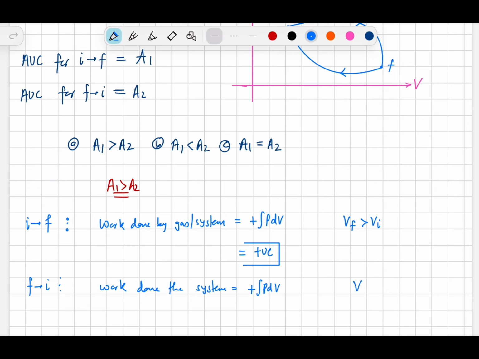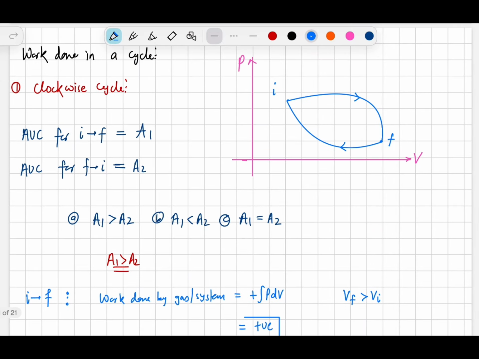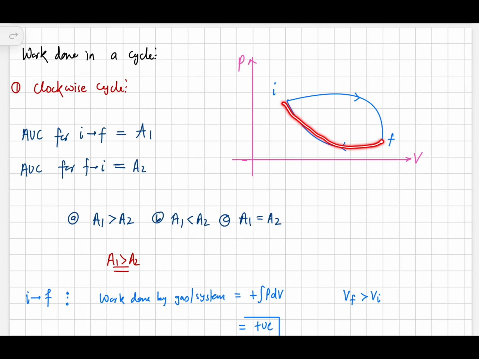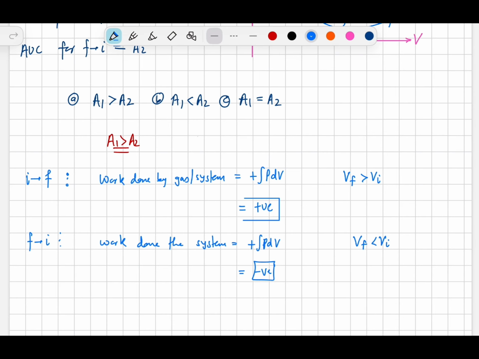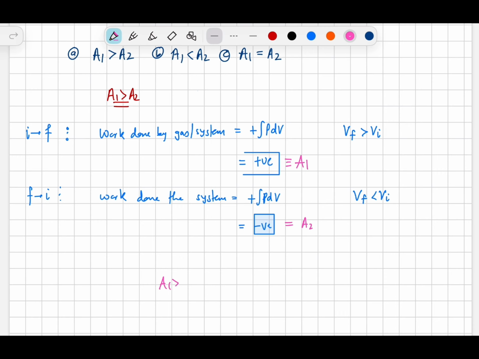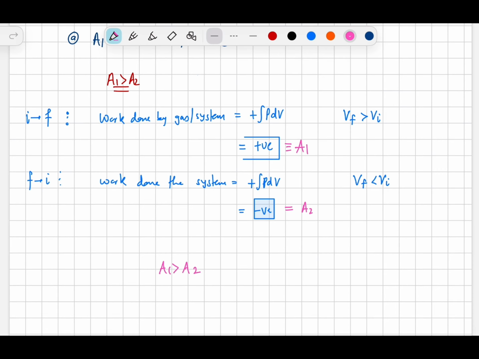But now if you see the V final and V initial relation is reversed, because for this process from here to here, finally the volume has decreased, right? Initially the volume was this, now finally the volume has decreased, so this is negative work. Okay, fine. So what do we see? That this was A1, right? And this was A2. And we have seen that A1 is greater than A2, and A1 was positive and A2 was negative.